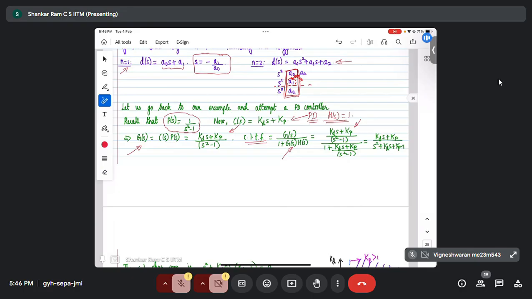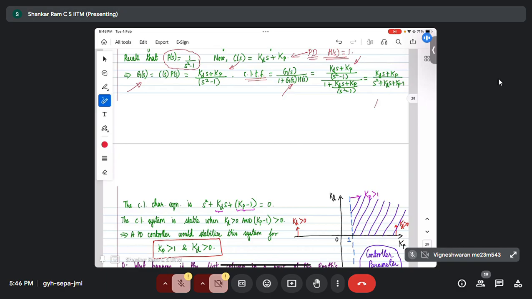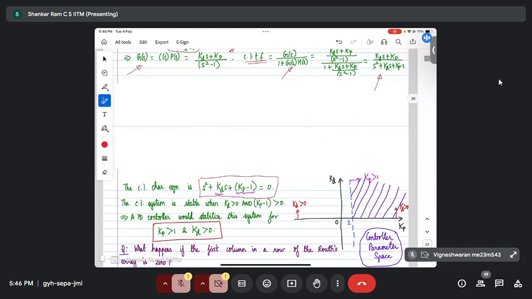We simplify this. Then we get this as the closed loop transfer function. Sorry, closed loop transfer function. So the closed loop characteristic equation is the denominator polynomial, which is the closed loop characteristic polynomial, being equal to 0, right? So which becomes this. Now, what is the order of this closed loop characteristic polynomial? It is 2.